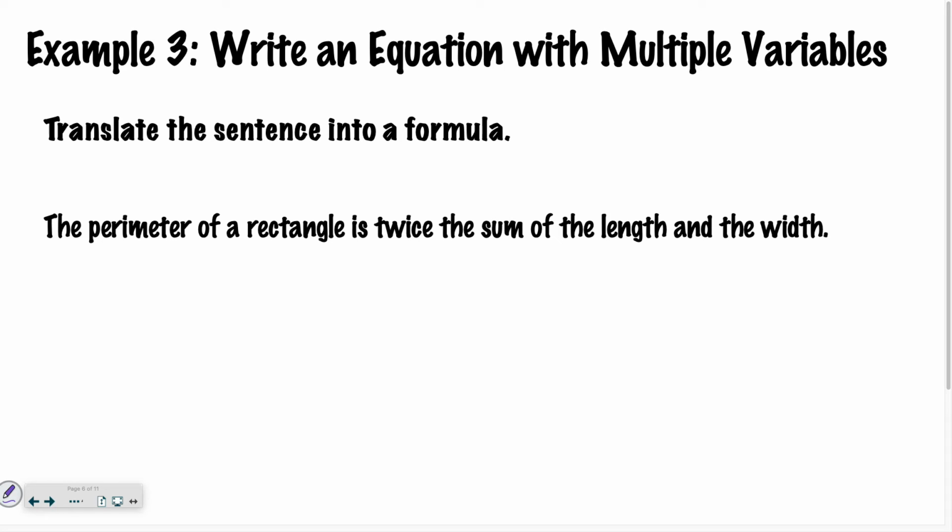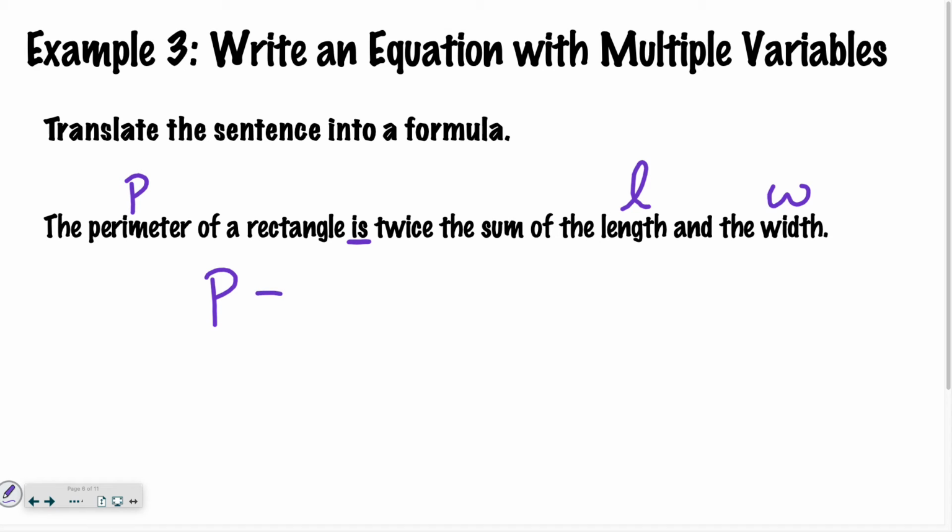That means I'm going to have more than one letter. My first letter is going to be the length. I like to use a cursive L so that I don't mistake it for a 1. So I'm going to use a cursive L for length, W for width, and P for perimeter. Then I'm going to say the perimeter of a rectangle is.